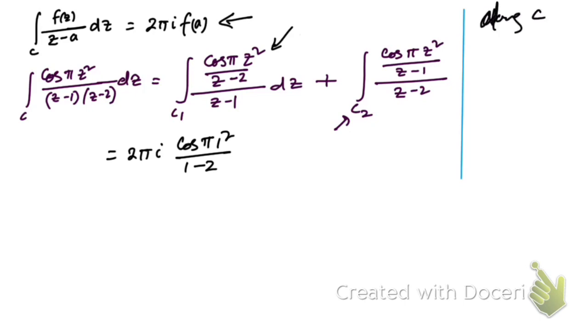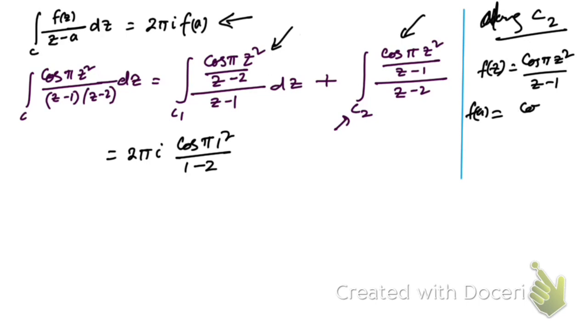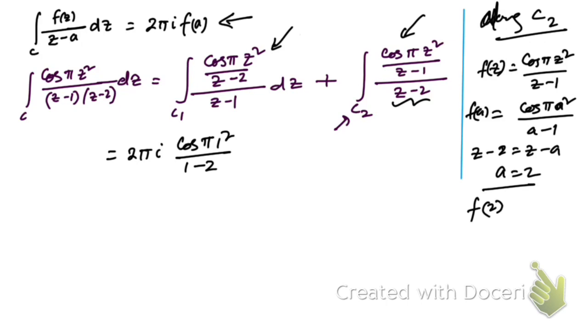Along C2, here this is the f of z. F of z is cos pi z square by z minus 1. So f of a is going to be cos pi a square by a minus 1, right? Now here you see this z minus 2 is the z minus a, so that's why a is going to be equal to 2. So we're going to take f of 2, that is cos pi 2 square by 2 minus 1.